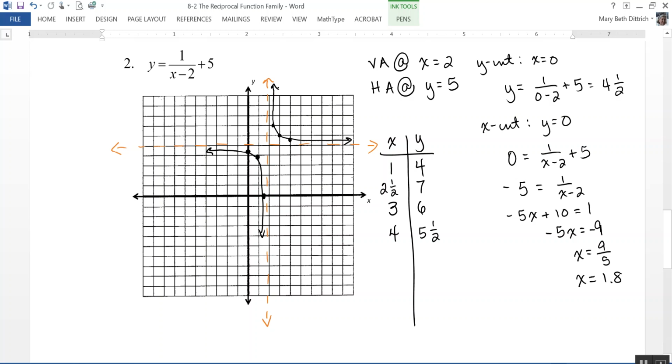Okay. All right, so let's see. I have my vertical and horizontal asymptote. I have my x and y intercept. I do need my domain and range. My domain is going to be all values of x except 2, and my range is going to be all values of y except for 5.